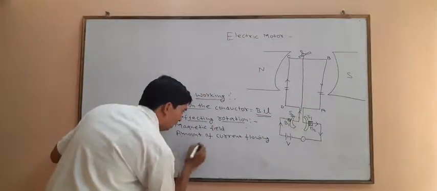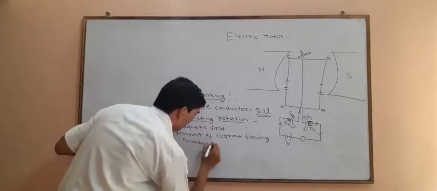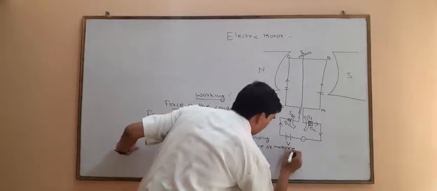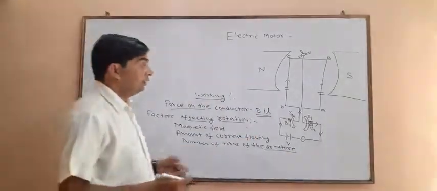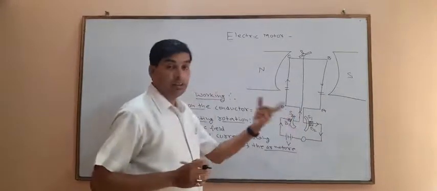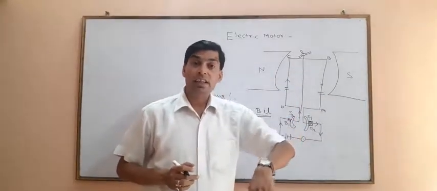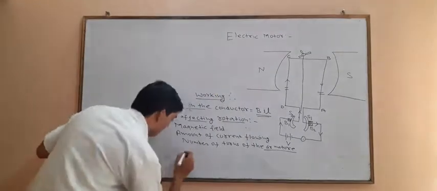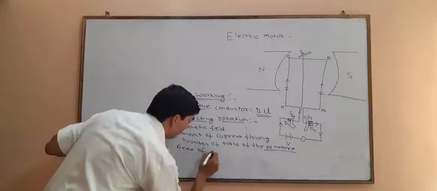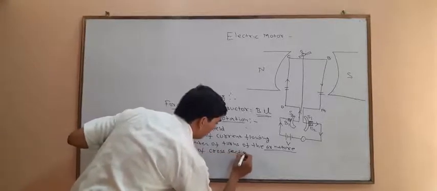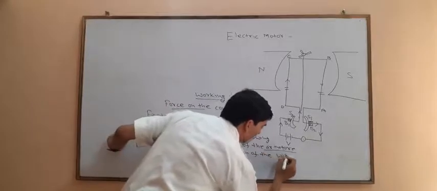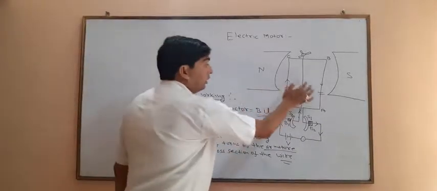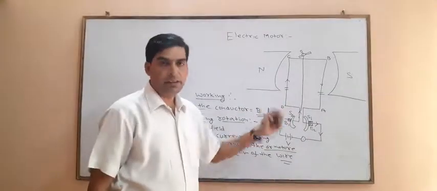So the number of turns of the armature. And fourth is the thickness, the area of cross section of the wire, because the wider it is, the less resistance it has, and the less resistance it has, the more current can flow. So these are the factors which affect the nature of rotation of the armature of an electric motor.